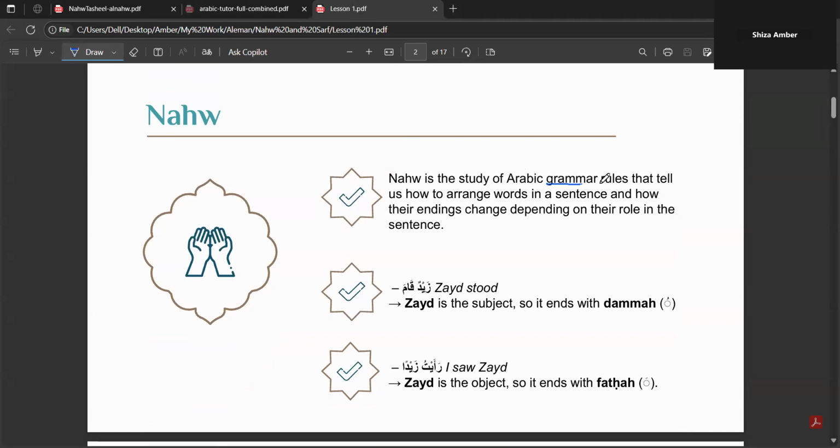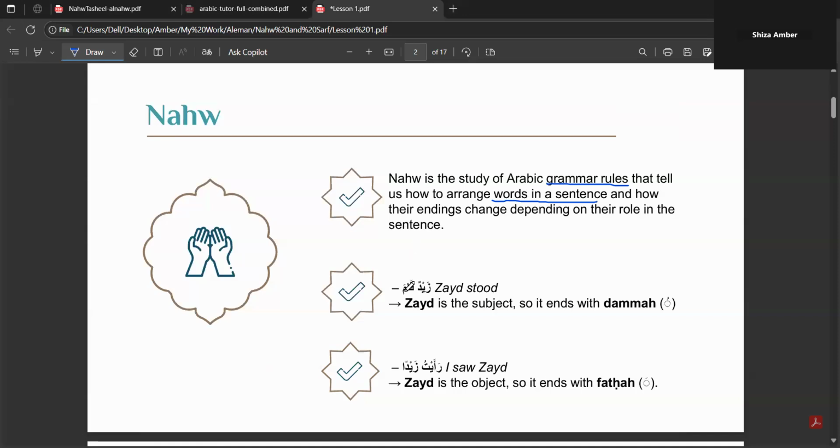So in Nahw, we will be doing multiple grammar rules that will tell you how to arrange multiple words in a sentence. Okay, so when we want to construct a sentence and we need to understand how we apply grammar rules, that is where Nahw comes in. Okay, and how their endings change depending on their role in the sentence. Okay, so there are technicalities involved in Nahw. So I want you to be very much aware of what I am saying. Okay, please don't get zoned out because this is very technical and very important.